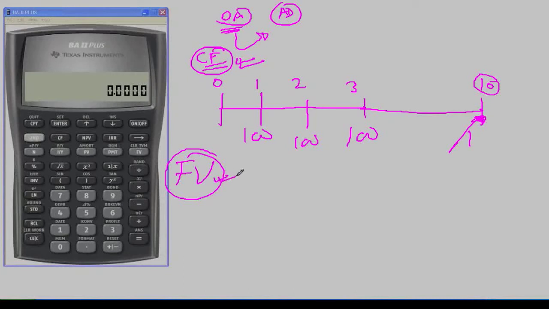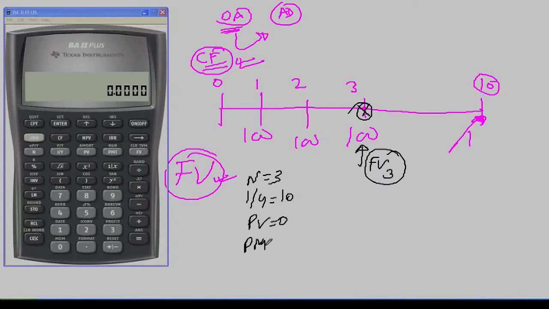If you see this, can I find out the FV of this? Can we find out FV at 3? How will we do it? N is 3, I/Y let's say is 10, PV is 0, PMT is negative 100, FV is 0. So FV I have to compute, and I will be able to get FV at 3.